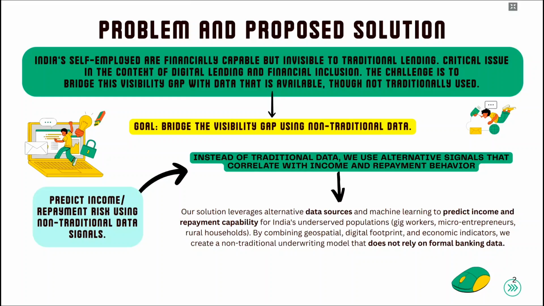Instead of traditional data, we use alternative signals that correlate with income and repayment behavior. Our solution leverages alternative data sources and machine learning to predict income and repayment capabilities for India's underserved population, like gig workers, micro entrepreneurs, and rural households. By combining geospatial, digital footprint, and economic indicators, we create a non-traditional underwriting model that does not rely on formal banking data. I request Atharva to move forward further.